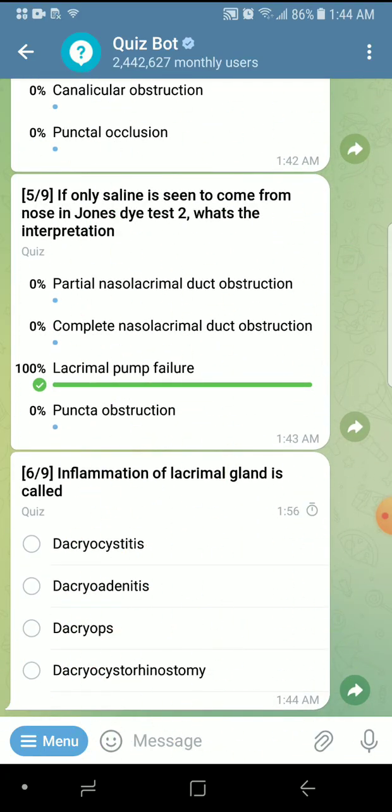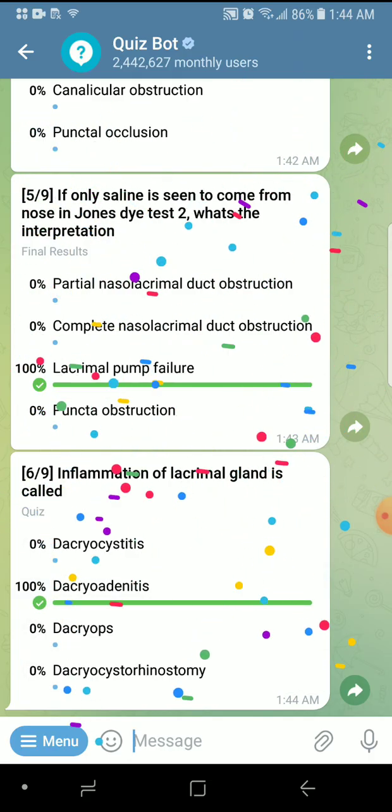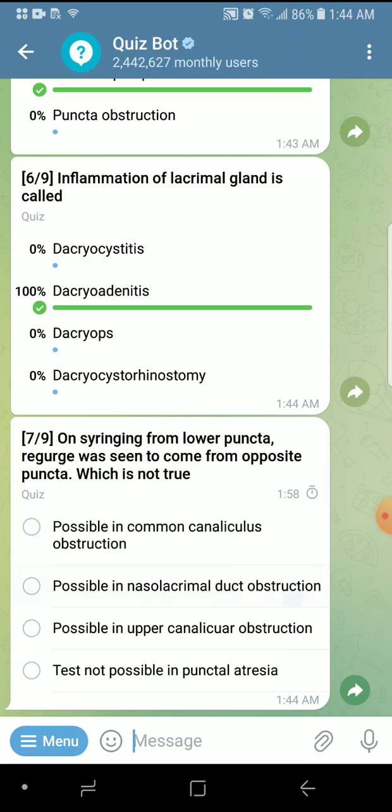I told you already in this audio video that the lacrimal gland is dacryo. The lacrimal sac is also dacryo with cyst. So dacryocystitis is inflammation, infection of the lacrimal sac, while adenitis is inflammation of the lacrimal gland. Now, if you put a syringing from the lower puncta, regurgitation was seen to come from the opposite puncta. Means there can be obstruction in the common canaliculus or NLD obstruction. In NLD obstruction, the regurgitated material will be slightly turbid because some mucus will be there in the sac. Whereas in common canaliculus obstruction, clear fluid will come.